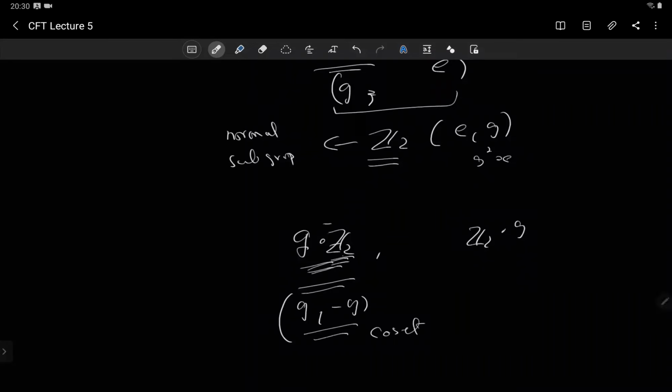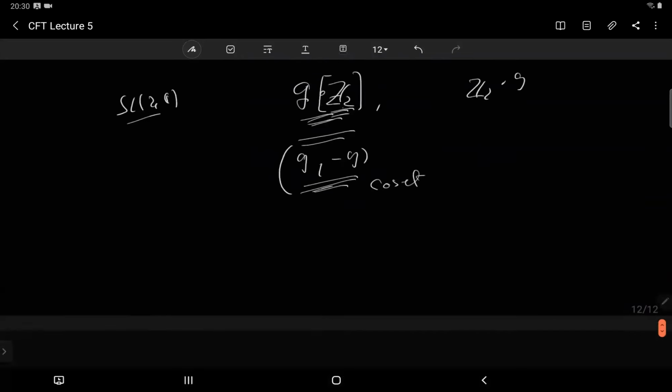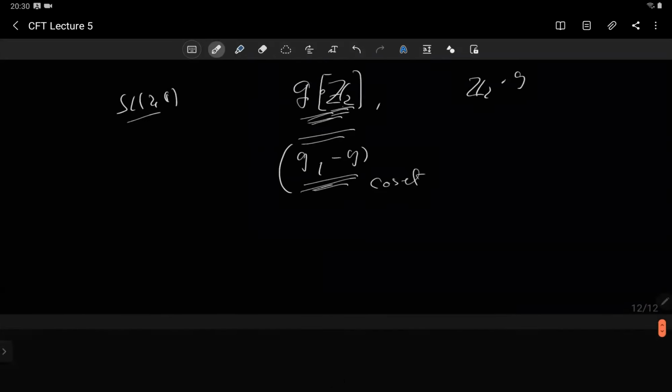So when you're forming a Z2 coset of SL2C, the coset contains elements G and minus G, any G and minus G. But because it's a normal subgroup, you can take a quotient by Z2, which means if you call this a single element, let's call it G, then this quotient itself is a group. It's called the quotient group.